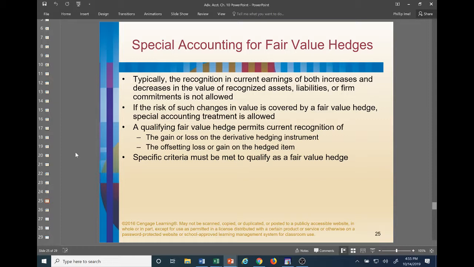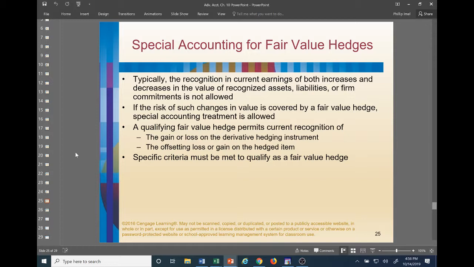However, if the risk of such changes in value is covered by a fair value hedge, special accounting treatment is allowed that's going to ultimately provide for the recognition of such changes in earnings. In a qualifying fair value hedge, the gain or loss on the derivative hedging instrument and the offsetting loss or gain on the hedged item are going to both be recognized currently in earnings.